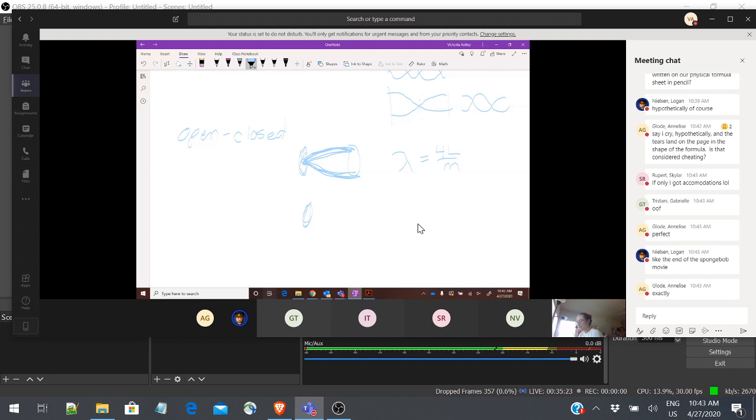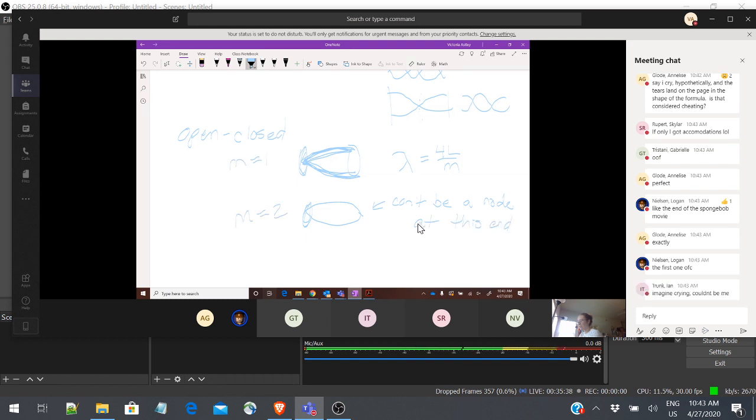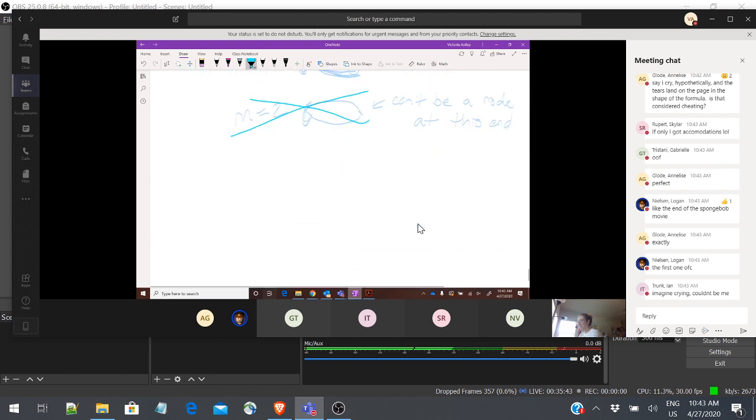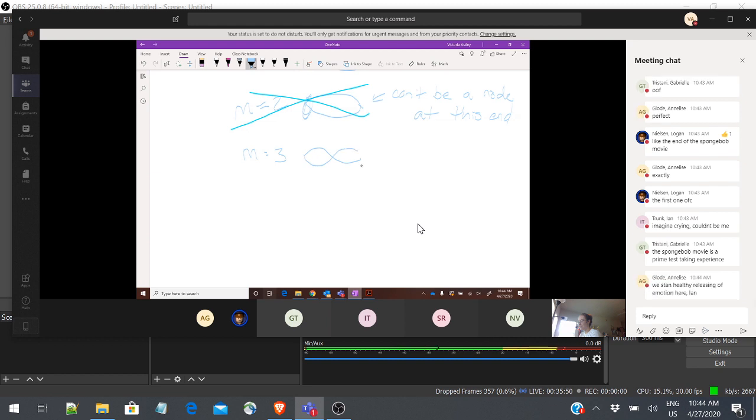So the next one you would think would be like this, but it can't be a node at this end. So this is m equals 1, m equals 2. M equals 2 is not a standing wave. So you have m equals 3 is like that, where you have an antinode at that end. M equals 4 doesn't work.